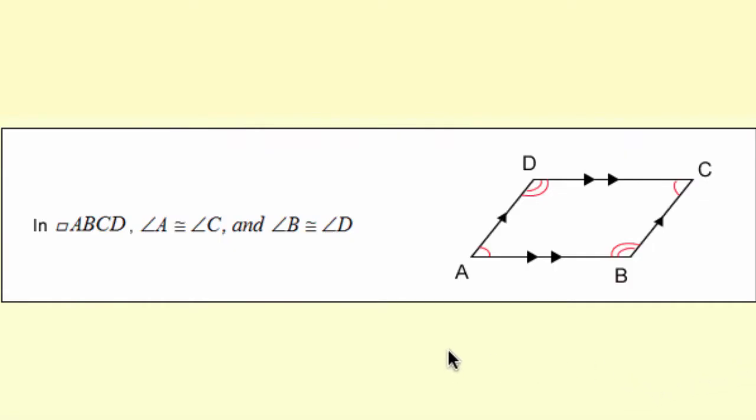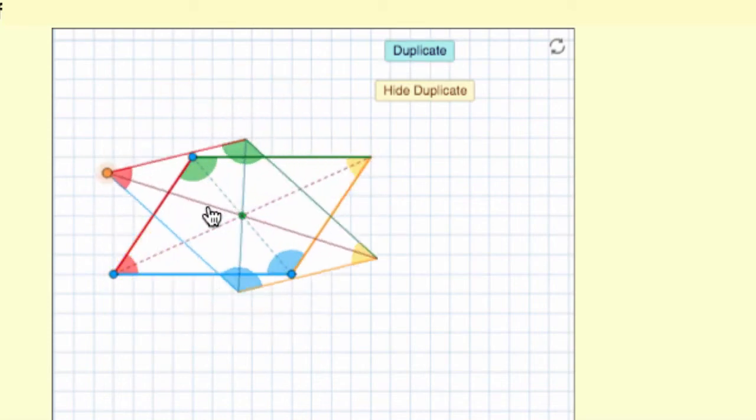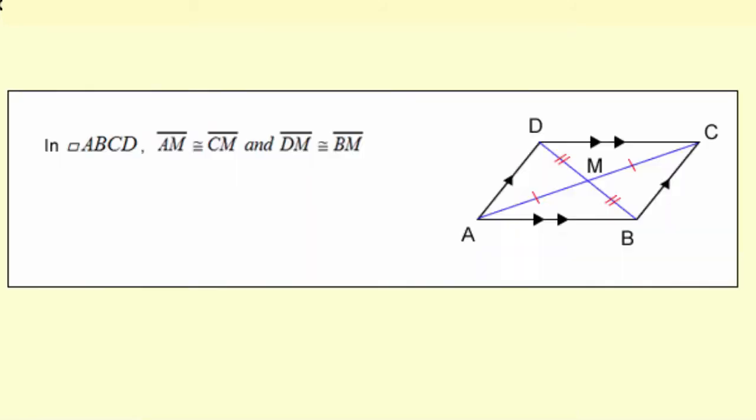Angle relationships. If you have a parallelogram, both pairs of opposite angles are congruent. So angle A is congruent to angle C, angle B is congruent to angle D. And you can do the same idea with this GeoGebra. Rotate 180 degrees, and you can see that both pairs of opposite angles are congruent because they map to each other, just like that.